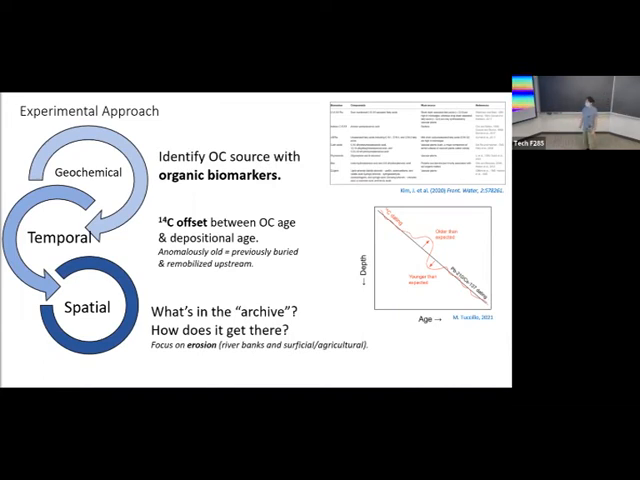Overall, this will hopefully give me a better understanding of what's in a sediment archive in floodplains, which is actually kind of a lacking corner of the literature on river systems. And then also, how does it get there? And hopefully we'll highlight some further future directions in identifying human land use and how it's affecting these systems.